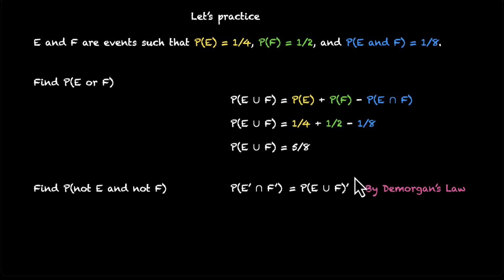And now let's get rid of the complement. That's equal to 1 minus probability of E union F. And this is something that we have just figured out. So let's plug this here. It's equal to 1 minus 5 by 8, which is equal to 3 by 8. Now for those of you who forgot about De Morgan's law, here's a quick refresher.